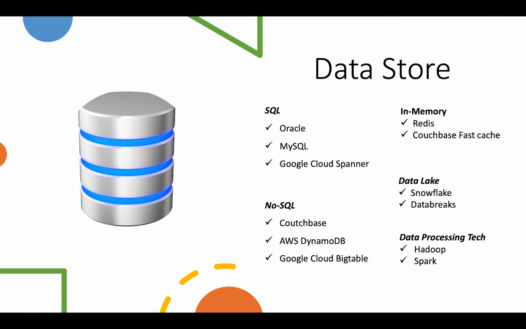Oracle has its own lighter version as well. Google Cloud Spanner, you have Couchbase, AWS DynamoDB, Google Cloud Bigtable, which is a NoSQL. In memory, we have in-memory caches, which work within RAM, the primary memory.